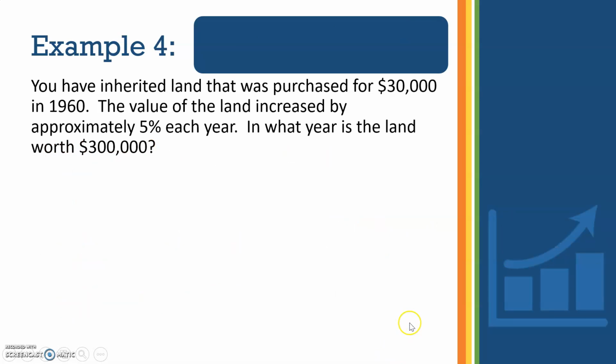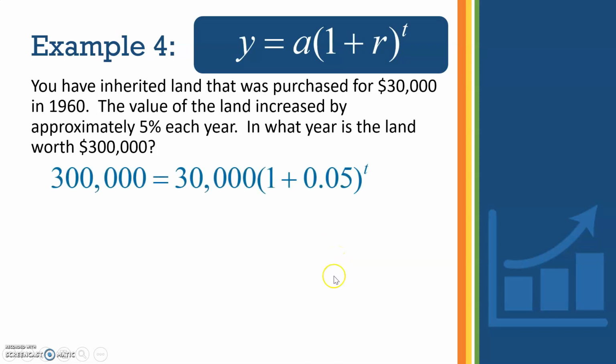One more example. We've inherited some land. It was purchased for $30,000 in 1960. The value increases 5% each year. In what year is the land worth $300,000? We're working with exponential growth. Plug in the values: final amount, initial amount, rate, solving for time. Divide by 30,000 and we get 10. I also went ahead and added 1 plus 0.05.